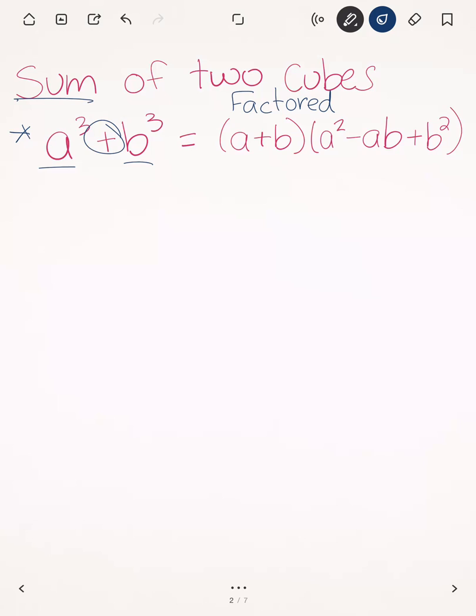Let's start with something relatively easy. Let's start with example 1, a basic one. We have x cubed plus, let's do 512, since that was one of our perfect cubes from the previous slide. What I notice is x cubed is perfect, and 512 is perfect.